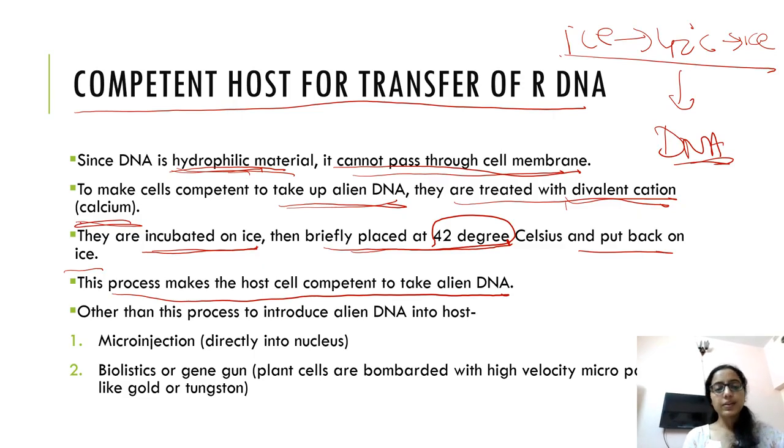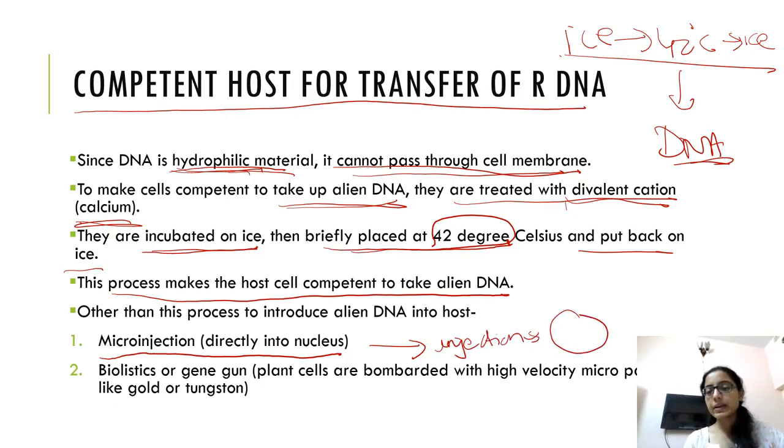Other than this process, there is another process, microinjection. DNA is directly inserted by using microinjection into the host nucleus. Directly it is inserted into the host nucleus by microinjection. It is not as easy as it sounds. And the second process is biolistic or gene gun.